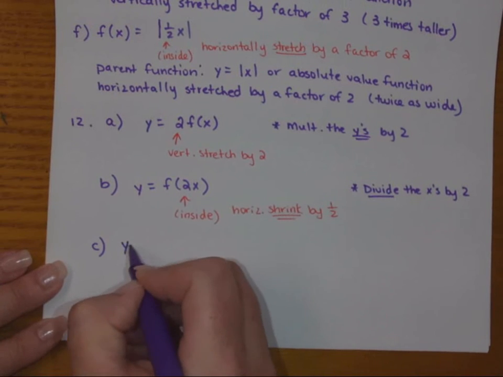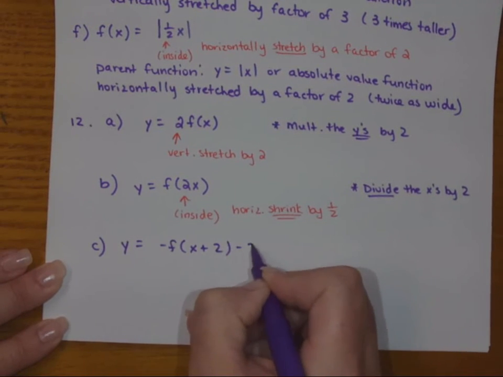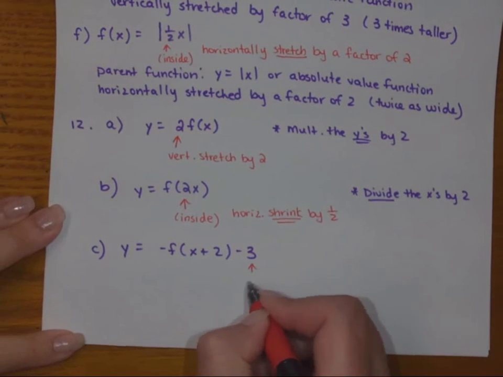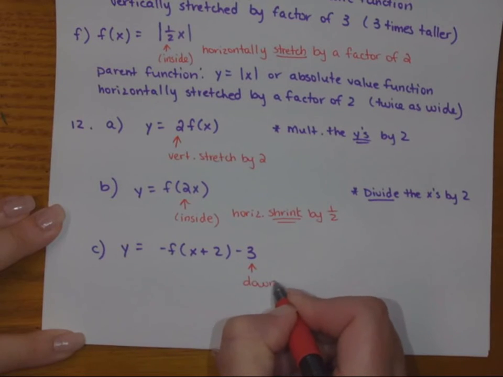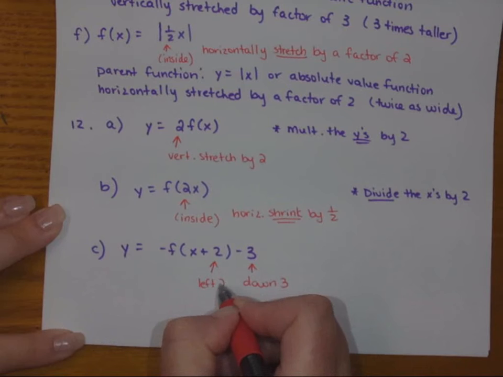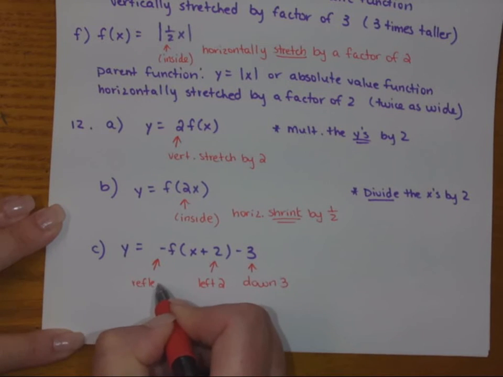So then, last but not least, for this one, remember that we have an order that we need to do things in, so we're going to not only list what's happening, but we're going to number them. This is going to shift it down 3. This is going to shift it left 2 because it's on the inside. This negative sign in front is going to reflect it over the x-axis.